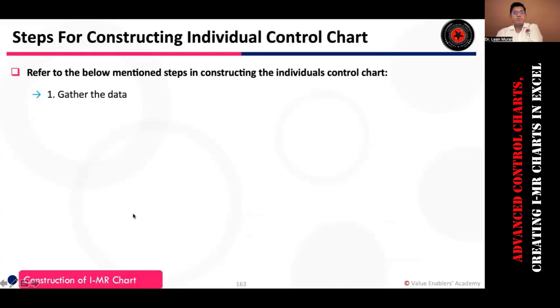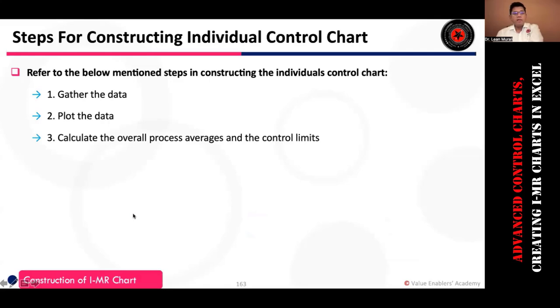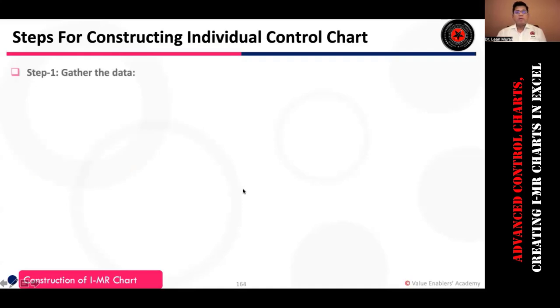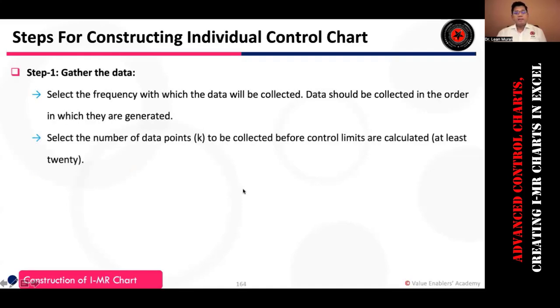Okay. So the steps: first, gather the data. We have 24 data points. Then plot the data, and then calculate the overall process averages and control limits. Then interpret both the charts and control limits and calculate the process standard deviation, whatever is appropriate. Now what I'll do is share with you directly the example we have. Sorry, I have to explain this first. Let me quickly explain this to you.